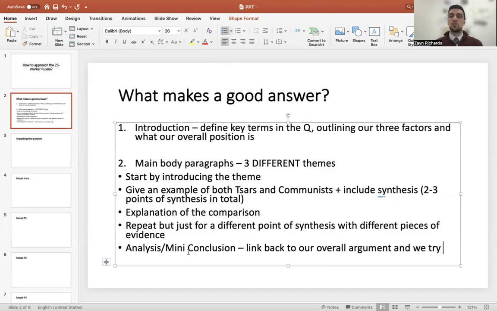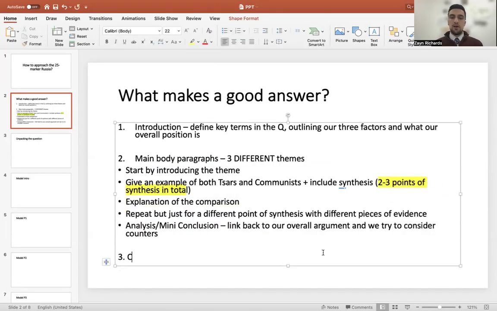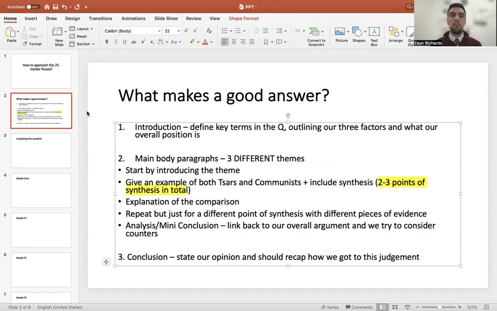And we try to consider counters. The key thing here, I'll highlight it, is that we want to be giving 2 to 3 points of comparison when we're writing our answer. Then at the end of the answer, we include a conclusion. The conclusion should state our opinion and should recap how we got to this judgment. So that is basically what makes a good answer.